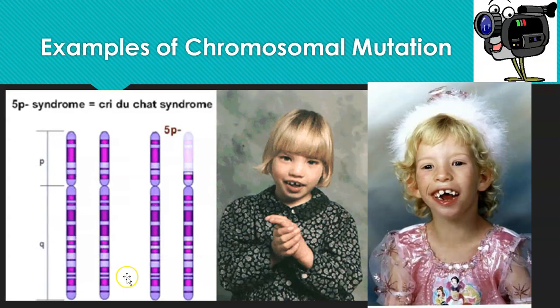This is called cri du chat. It comes from the French. It literally means cat's cry. And so we've lost part of chromosome 5, and that leads to lots of developmental issues, but also infants with this condition often have a high-pitched cry that sounds like that of a cat. You can look it up if you want to on YouTube. The disorder is characterized by struggles learning, delayed development, small head size, which is called microcephaly, sometimes even low birth weight. And so that's a problem.